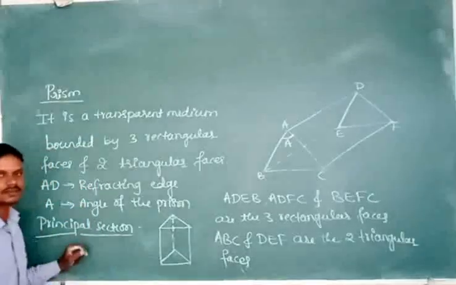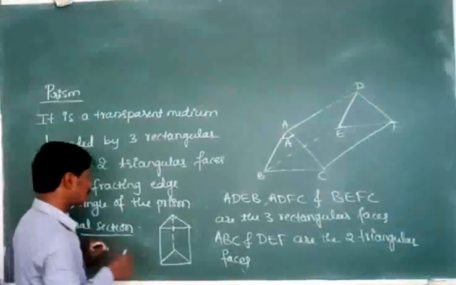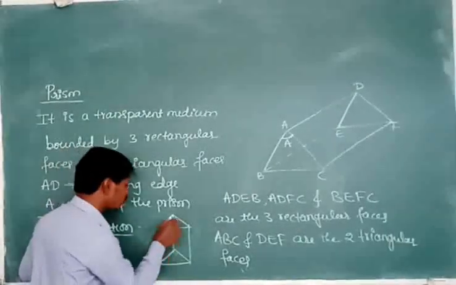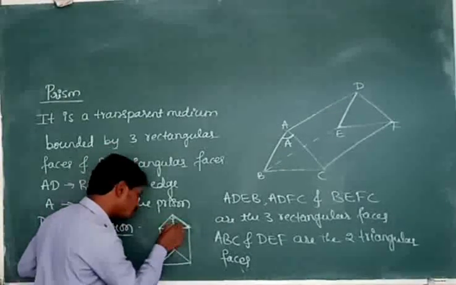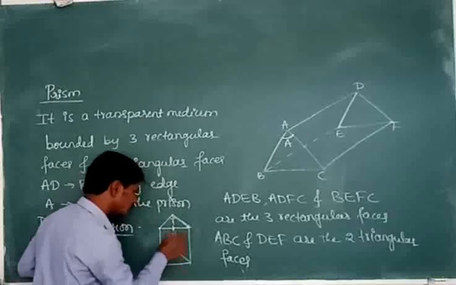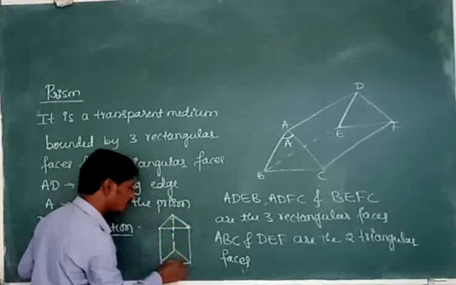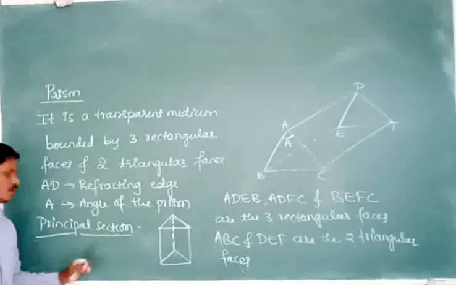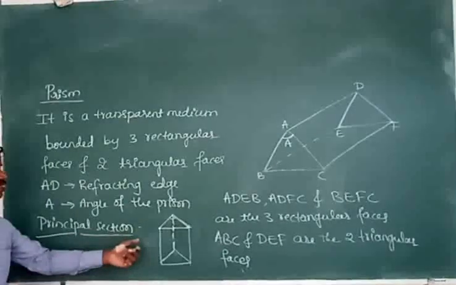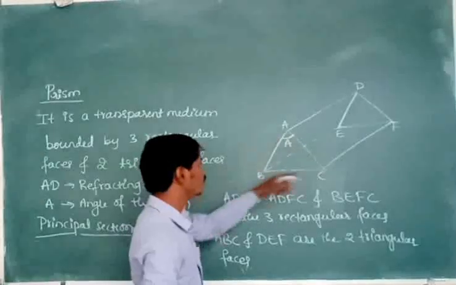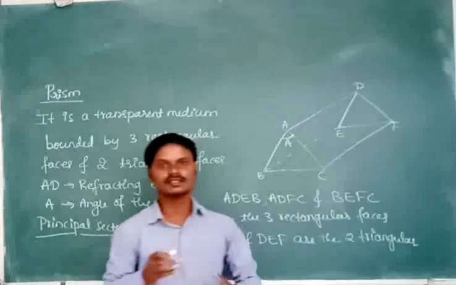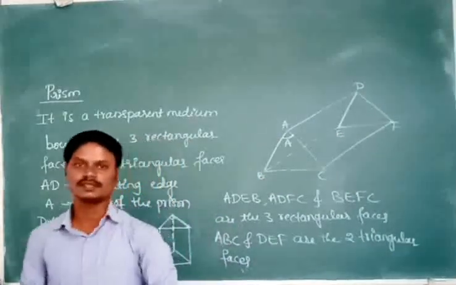How many refracting surfaces? 2. Then what do you mean by principal section? It is any section of the prism which is perpendicular to the refracting edge. This section is perpendicular to the refracting edge, so this section is called the principal section. Which are the principal sections in the given diagram? ABC and DEF are the principal sections of the prism.